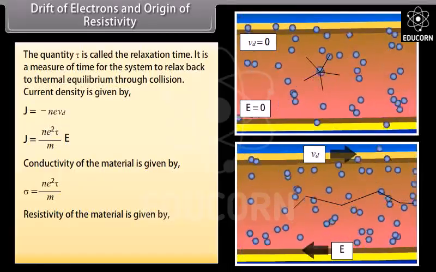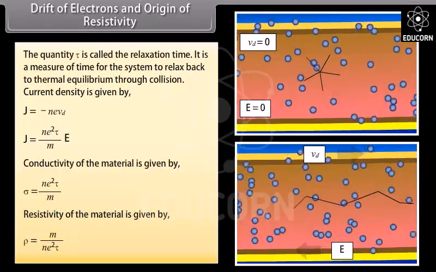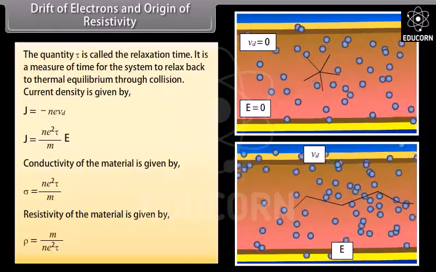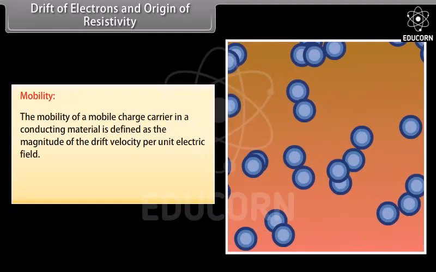And resistivity of the material is given by rho equals m upon the product of n, e squared and tau. Mobility. The mobility of a mobile charge carrier in a conducting material is defined as the magnitude of the drift velocity per unit electric field. Mobility, mu, equals Vd upon E, which is equal to e tau upon m.